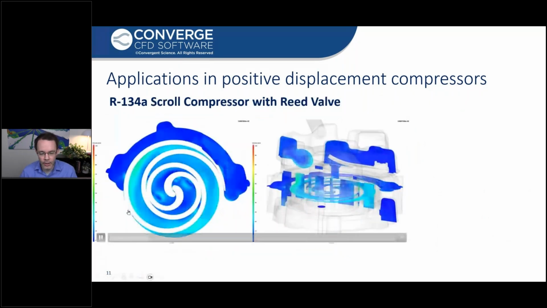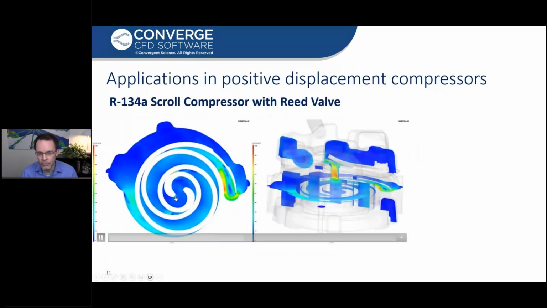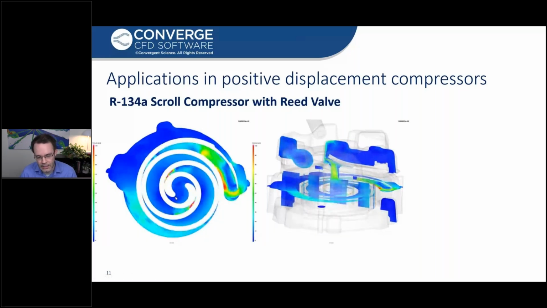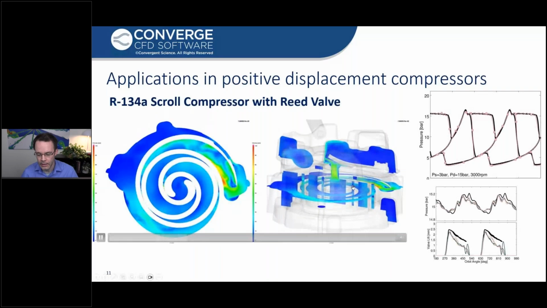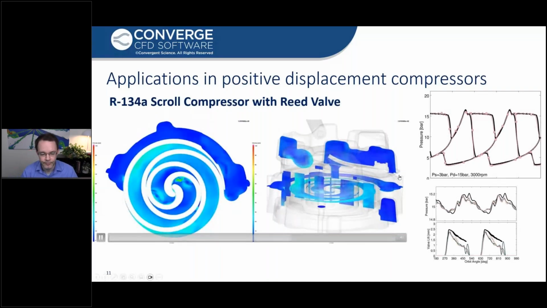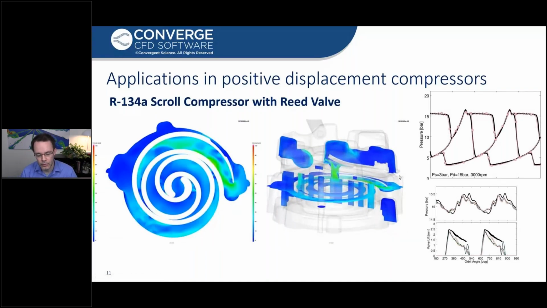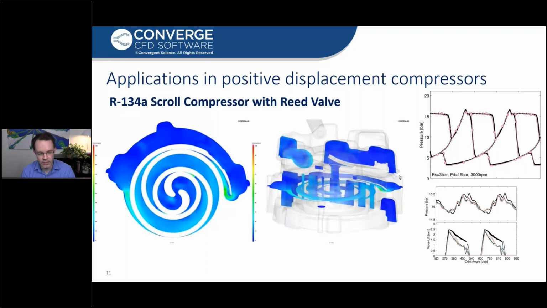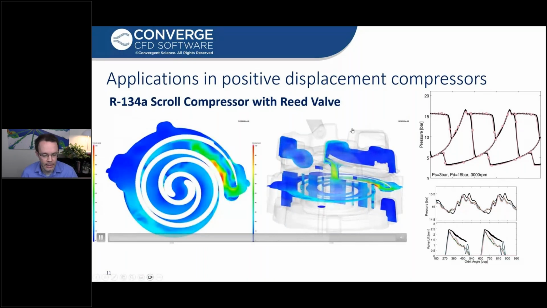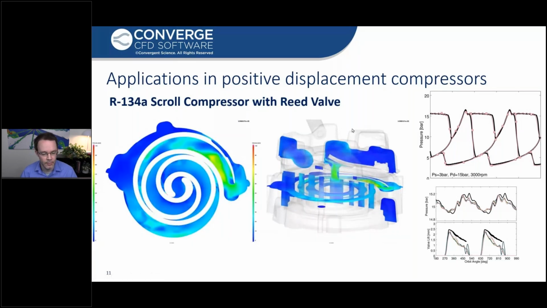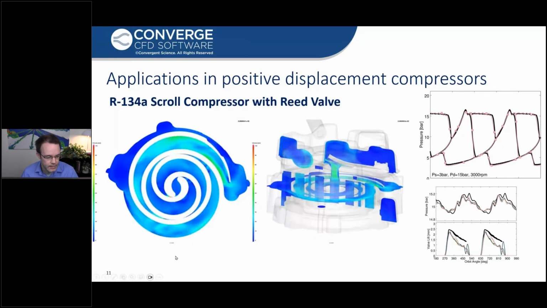In the next category, going up an additional level of the geometry complexity, we have a scroll compressor, again for a refrigerant, and controlled by a reed valve. In this case, the orbiting scroll orbits inside the fixed scroll, creating the expanding and contracting cavities necessary for the positive displacement process.